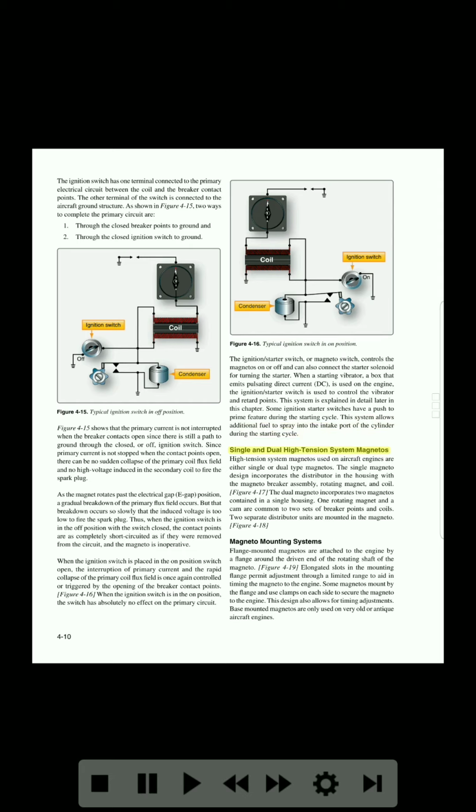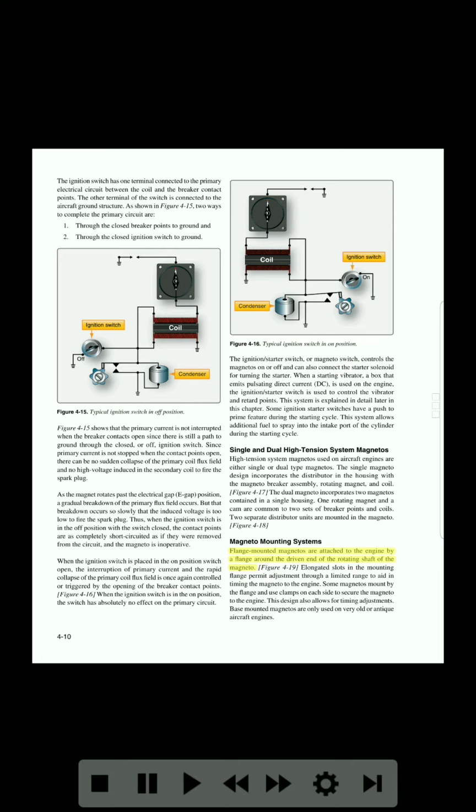Single and dual high-tension system magnetos. High-tension system magnetos used on aircraft engines are either single or dual-type magnetos. The single magneto design incorporates the distributor in the housing with the magneto breaker assembly, rotating magnet, and coil. Figure 4-17. The dual magneto incorporates two magnetos contained in a single housing. One rotating magnet and a cam are common to two sets of breaker points and coils. Two separate distributor units are mounted in the magneto. Figure 4-18. Magneto mounting systems.